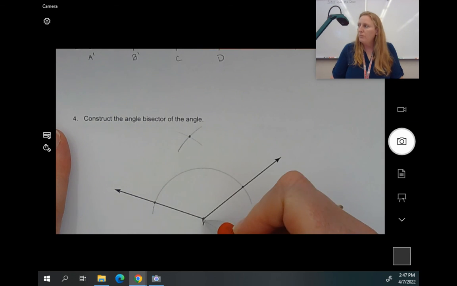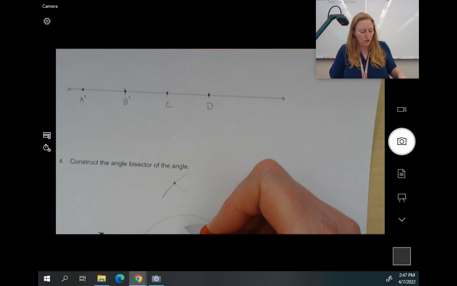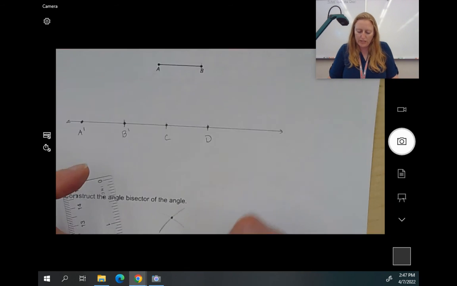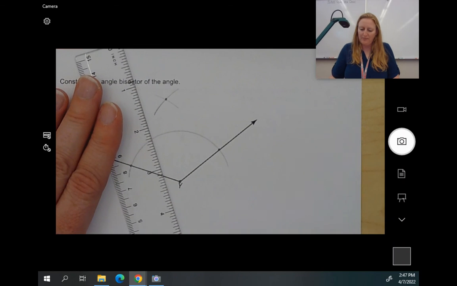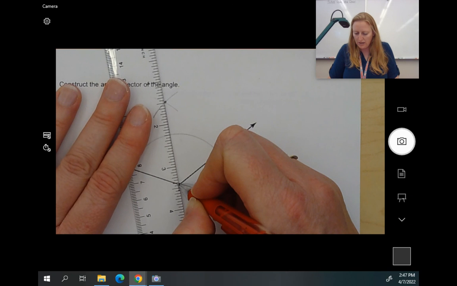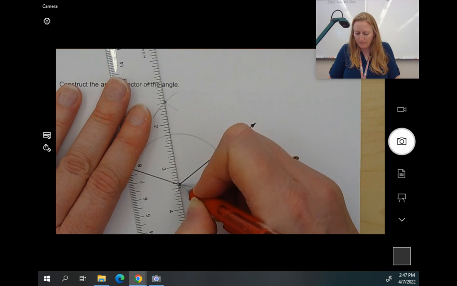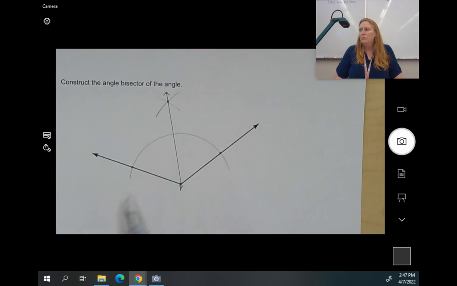So if I go from my vertex through here, that should bisect my angle. It should cut it into 2 congruent angles. So again, let me do this. I'm going to use my straight edge, and I'm just going to go from Y to my point out here. Boom. You just bisected the angle.